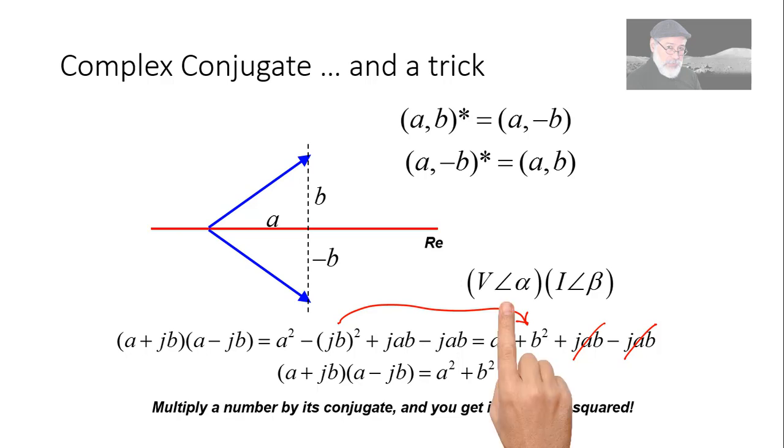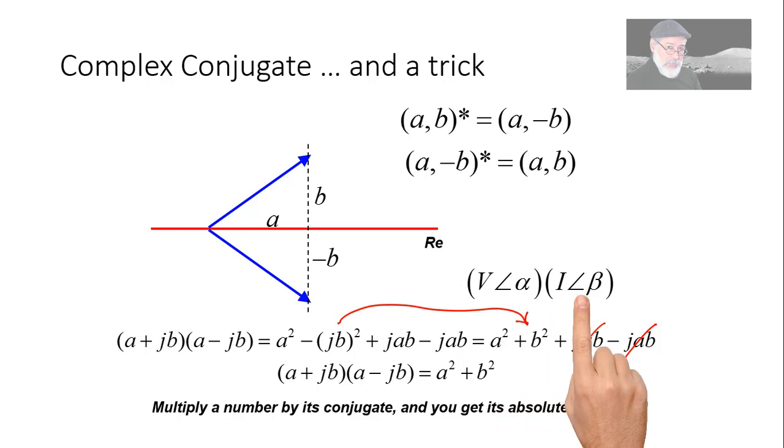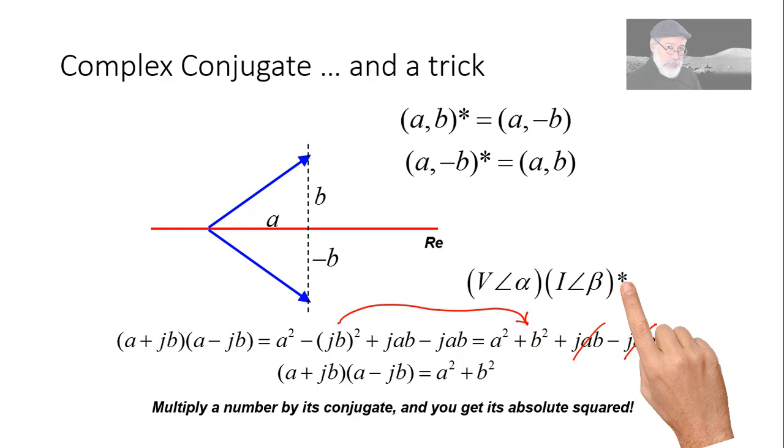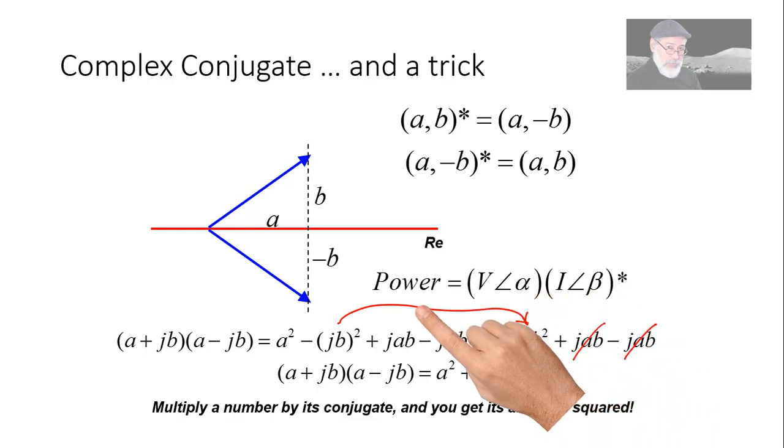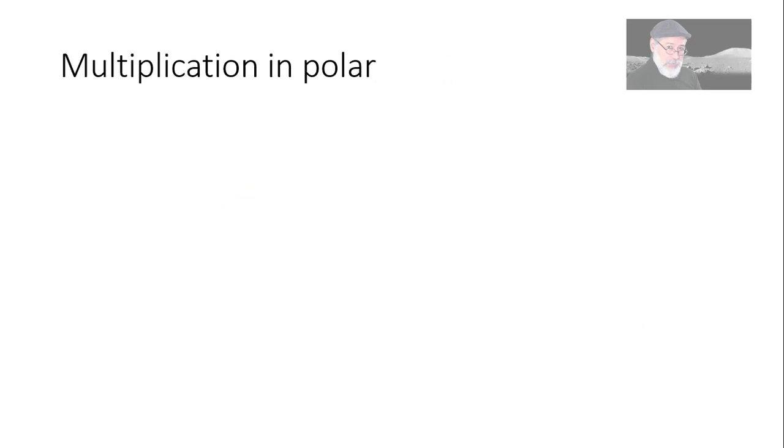When you multiply the voltage times the current to compute power, what we do in complex numbers is multiply the voltage by the conjugate of the current, and that gives us the power. We shall see why and how.